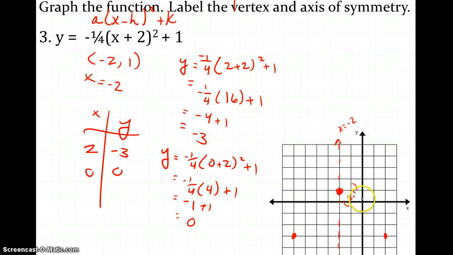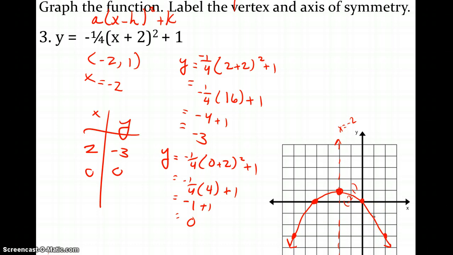Up here is our point (0, 0). And we know the other points are reflected across the axis of symmetry. Got it. Okay, all that is left to do is connect our points to make our parabola, and look, we have a parabola that's facing downward.